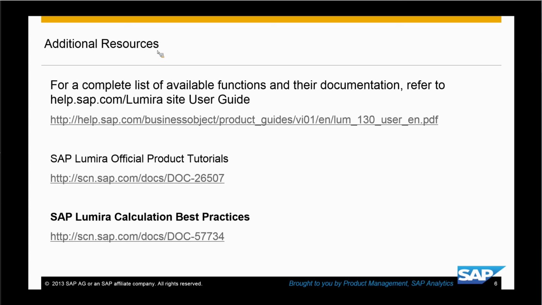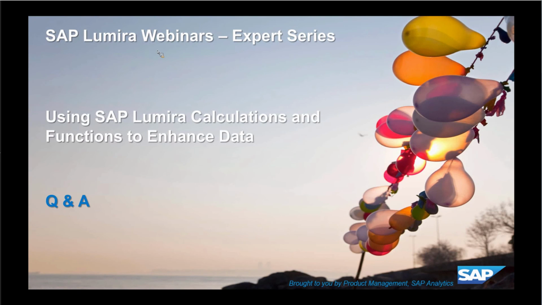The SAP Lumira calculation best practices is also a really good place to look at some examples of calculations. The only thing about that last document is it was created last year, so the runtime where you can do difference calculations automatically wasn't available. So there are some newer things that aren't showing up in that document.